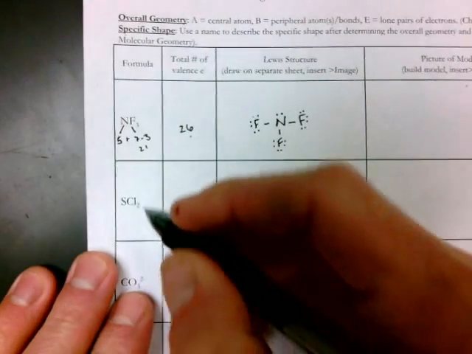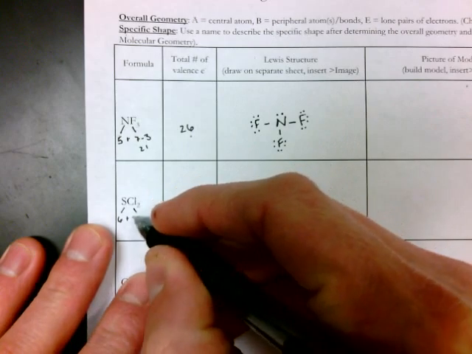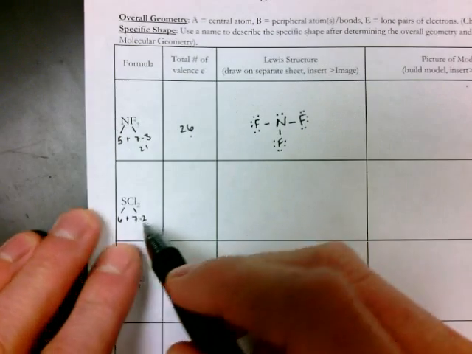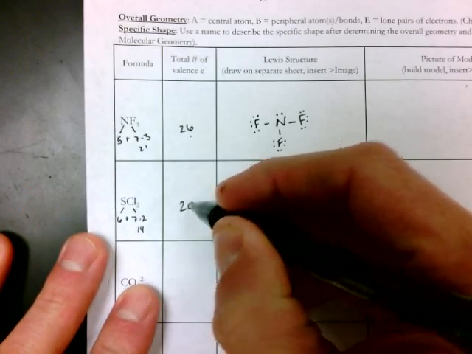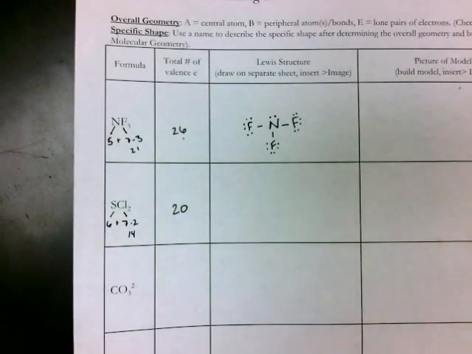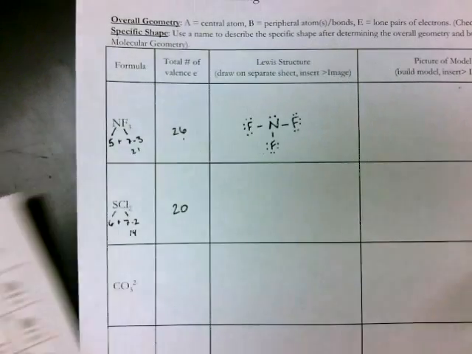Next model: sulfur is in group 6, chlorine is in group 7. There's 2 copies of chlorine. 7 times 2 gives us 14, plus 6 more gives us 20. Central atom: between sulfur and chlorine, sulfur is further away, and there's only 1 copy.